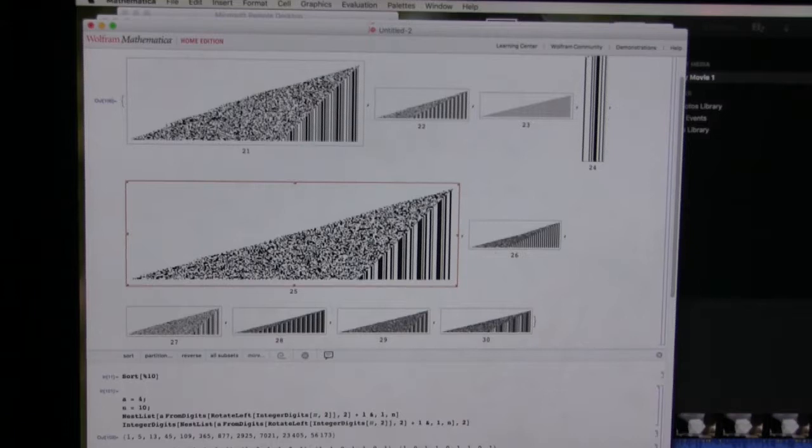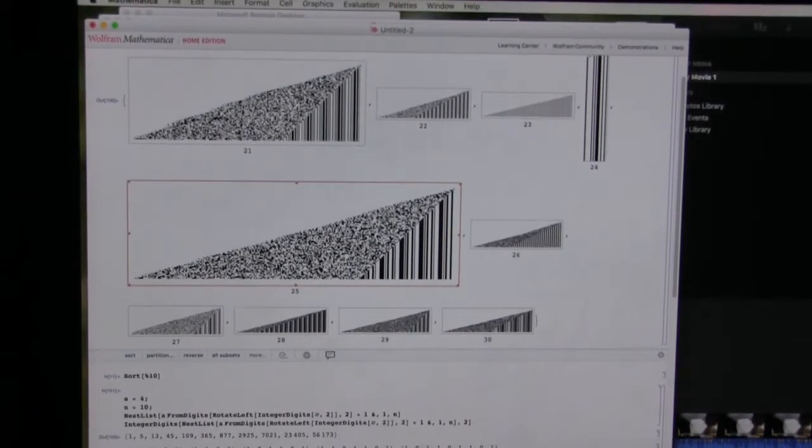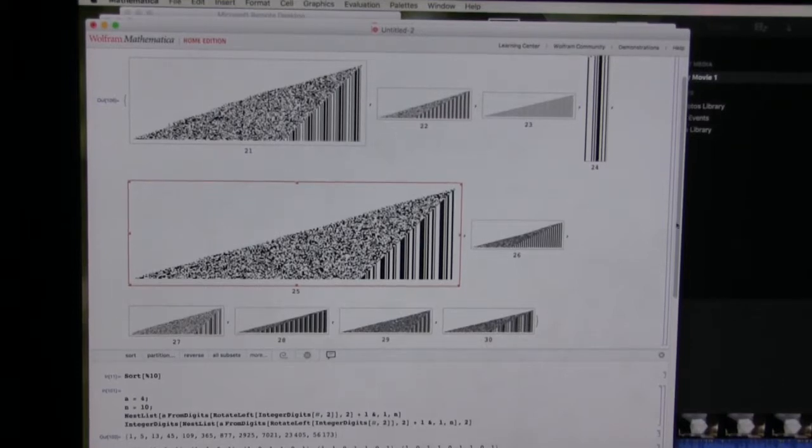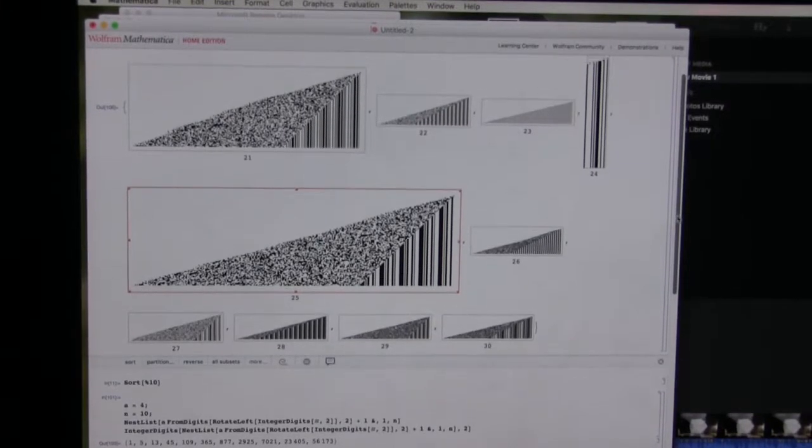This is pretty neat. And like I was saying, this is something that people studied for the first time just the other day. It really shows the power of how a computer can help you.